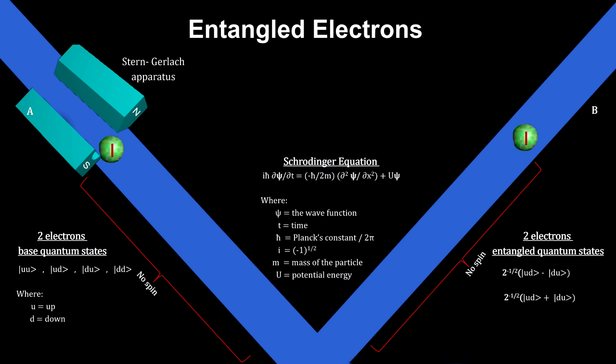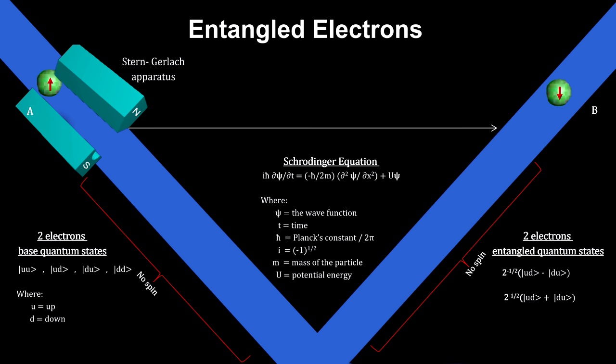In this example, the moment the electron in channel A interacts with a strong magnetic field, it will bring either up spin or down spin to the interaction. At the same instant, the other electron's spin is determined. If A was up, B will be down. If A was down, B will be up. This is as expected because both particles are following the one wave function. It does not matter how far apart the two particles are.